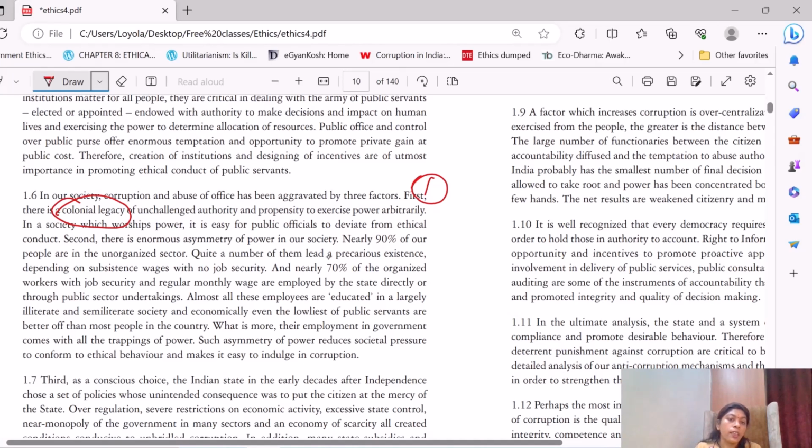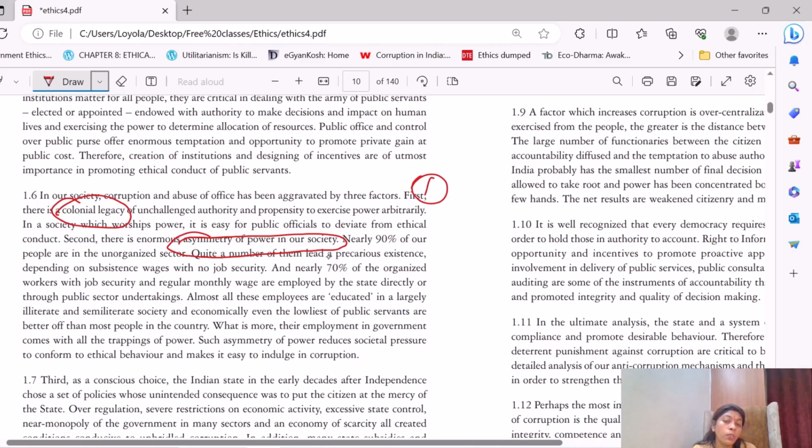The second thing is the asymmetry of power in the society. What is that asymmetry of power? As you can see, the group which holds the power is a very small group. The minority group is controlling the majority group. And even in the majority group, most of the people are in the unorganized sector. They are daily wagers, daily earners, or poor farmers who don't have much knowledge. They're illiterate.